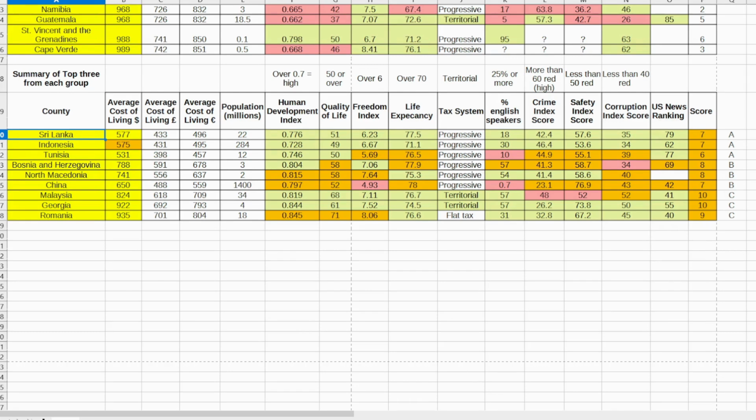The countries which go forward to the next round are the top 3 from each group, which were Sri Lanka, Indonesia, Tunisia from Group A, which was less than $600 per month. Then we have Bosnia and Herzegovina, North Macedonia and China from Group B, which was $600 to $800 per month. And finally we have Malaysia, Georgia and Romania from Group C, which was $800 to $1,000 per month.